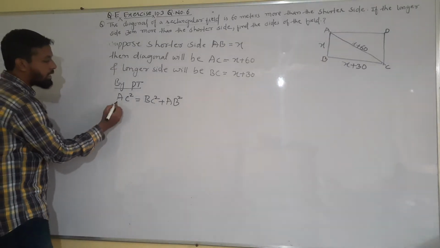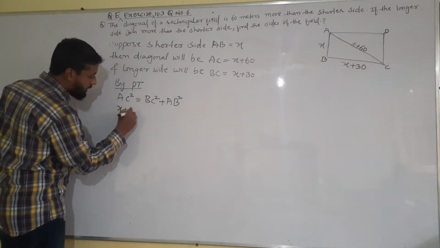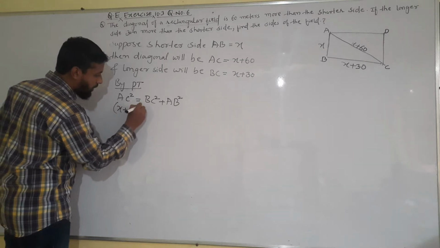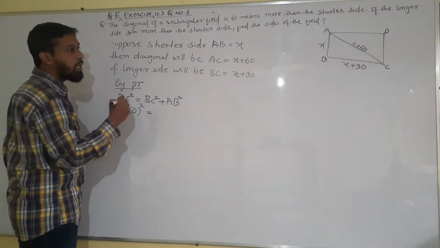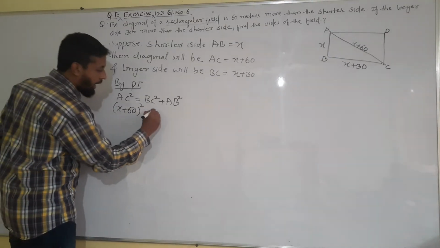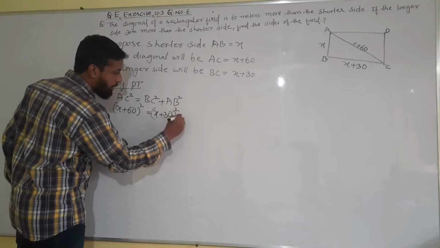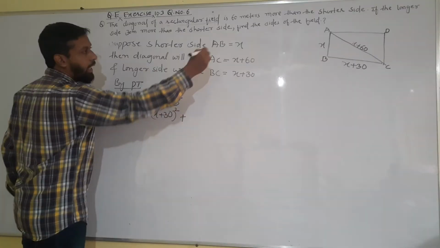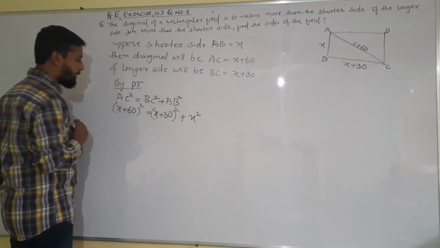Now, AC square. AC is how much? X plus 60. X plus 60 whole square is equal to BC is how much? BC is x plus 30. X plus 30 whole square plus AB square. AB is x. It will be x square.